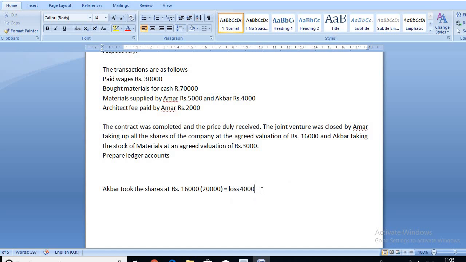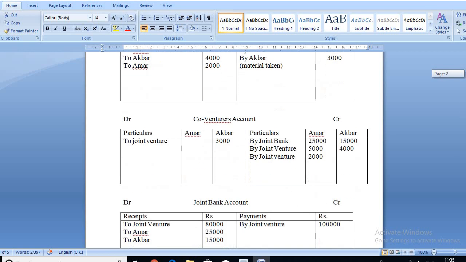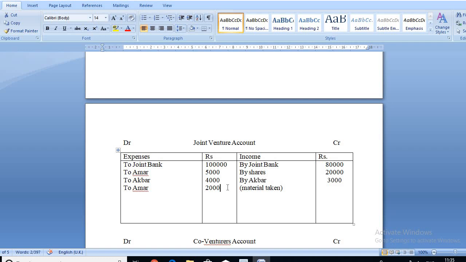First treat the loss. Where to record this loss? In the joint venture account, because the joint venture account is just like a profit and loss account. So according to the nominal account rule, debit all expenses and losses. Here there's a loss of 4,000, recorded on the debit side: 4,000 to shares account, in bracket loss.